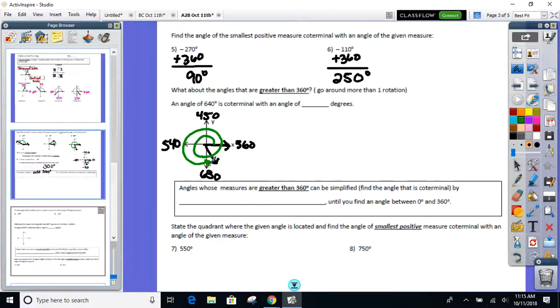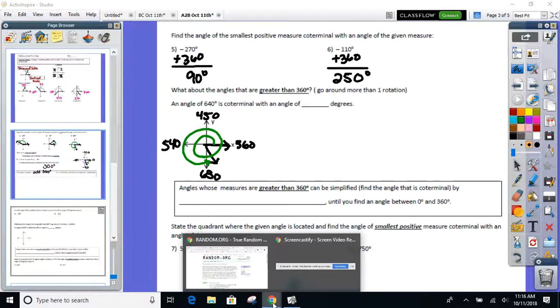Challenge? Could you find another positive angle that's also got that terminal side? 640 and what share the same side? Could you find that for me? And I'll take any answer because there's infinite answers here. Infinite answers. 640 and what share the same terminal side? Give me another angle and then be prepared to tell me how you got it.